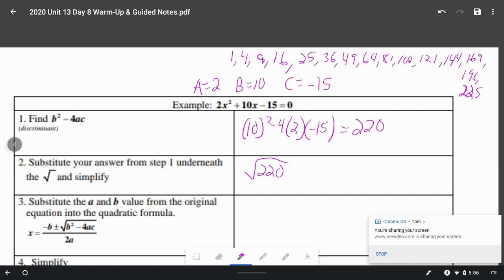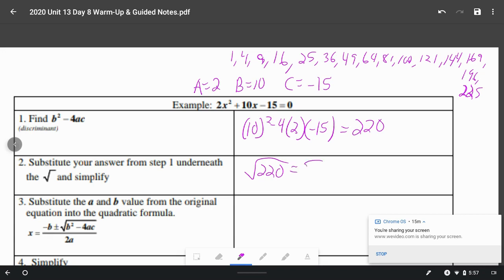220 divided by 64. Nope, that gives me 3.43. 220 divided by 49. Nope. 220 divided by 36 gives me 6.11. So that's no. 220 divided by 25. Nope, that gives me 8.8. 220 divided by 16. Oopsie. 220 divided by 16 gives me 13.75. 220 divided by 9. Are any of these going to work? 24.4. 220 divided by the last one. Of course, it's the last one. 220 divided by 4 gives me 55.